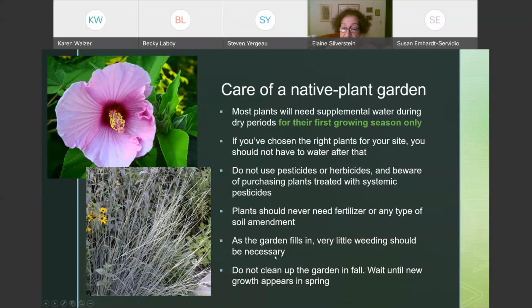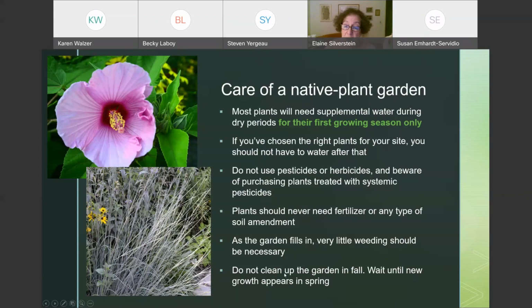As the garden fills in, very little weeding will be necessary because it's going to be really crowded and there's not going to be a lot of room for the weeds. But the weeds that do grow are going to be back here somewhere and you're not even going to see them. So at the beginning, you'll have to do some weeding while the plants are still small, but as it fills in, you will need to do very little.